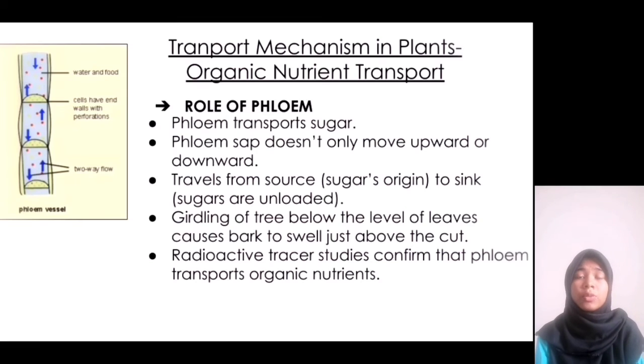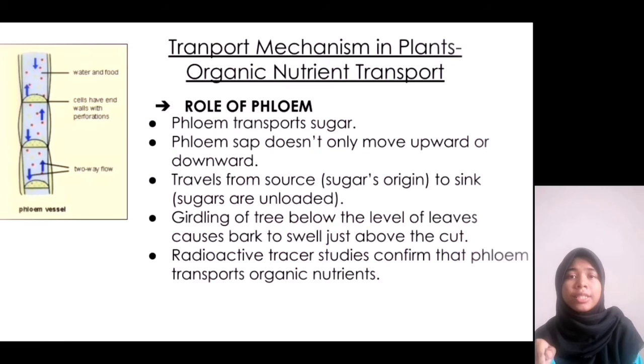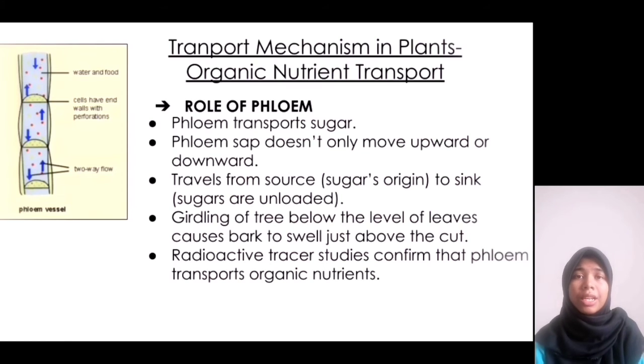It can travel from the source, which is the sugar origin, like the leaf, to the sink, where the sugar is unloaded, like a root, the body part of the plant that doesn't do the photosynthesis process. Okay, so when we girdle a tree, cutting below the level of the leaf causes the bark to swell just above the cut, because the sugar accumulates at the swollen tissue. So we can also do radioactive tracer studies to confirm that phloem transports organic nutrients.